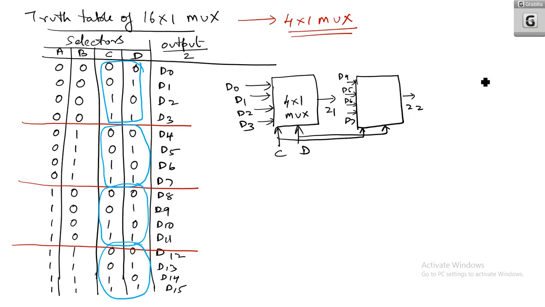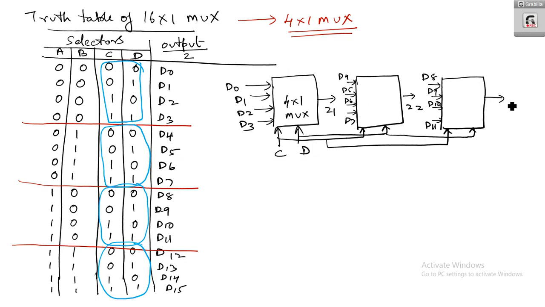I can select any one of these, right? So I am having C here, and D I am taking from here. Here I have D8, D9, D10 and D11. I can select any one of these 4. The output is Z3. Again, with the same combination of CD, I can select D12, D13, D14 and D15.